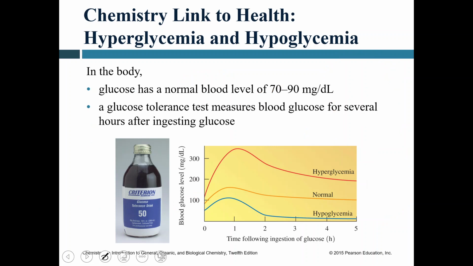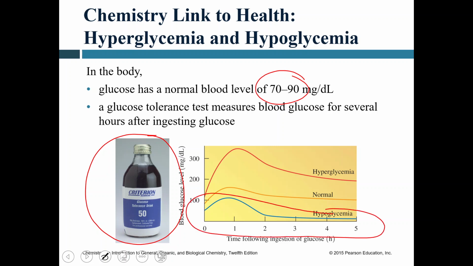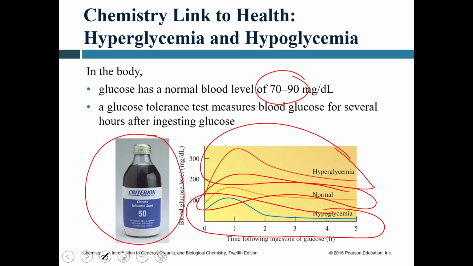Glucose is involved in diseases such as diabetes, and normal blood levels of glucose should be around 70 to 90 milligrams per deciliter. So there is the so-called glucose tolerance test. You drink special glucose-rich milk, and then a nurse will measure the levels of glucose after you ingest it. The blue line on this graph represents a hypoglycemic patient. The yellow line represents a patient with normal glucose metabolism, and the red line represents a patient who develops hyperglycemia.